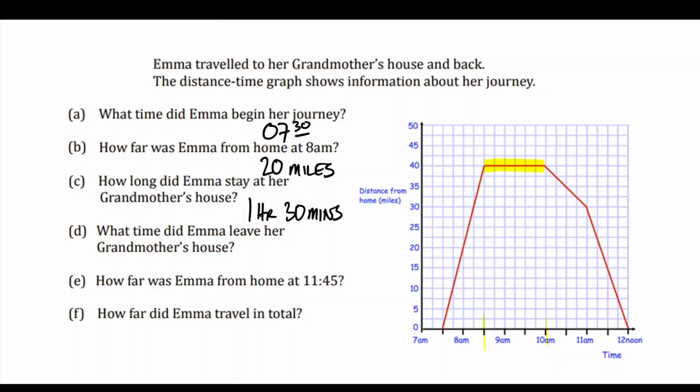Next, we're asked, what time did Emma leave her grandmother's house? We're waiting to see where the graph starts returning to the horizontal axis, where the distance from home starts to reduce. And we can see that that happens at 10 o'clock. So 10 a.m., she left her grandmother's house and started to make her way back home.